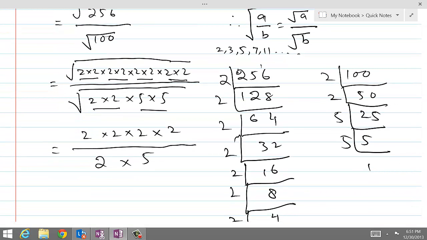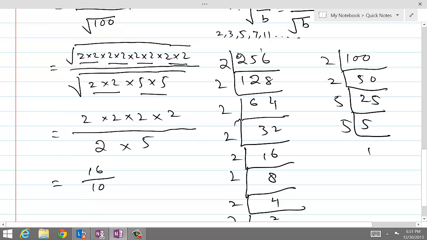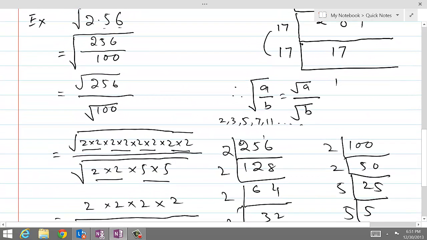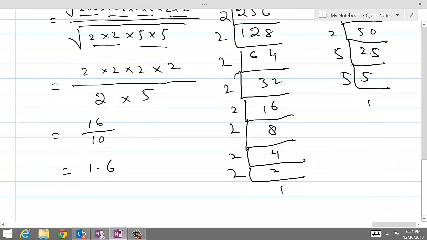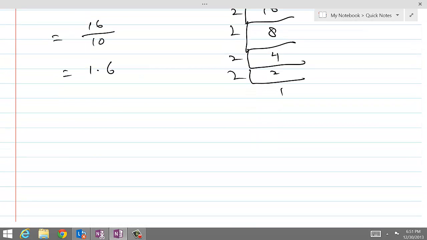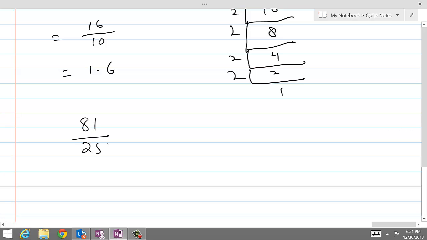Now if we divide, 2 times 2 is 4, 4 times 4 is 16, so 16 over 10, and we can convert this back to decimal. That will give us 1.6. So the square root of 2.56 is equal to 1.6. Similarly, try finding the square root of 81 over 256. That question I leave to you, and you will have similar questions in the exercise.